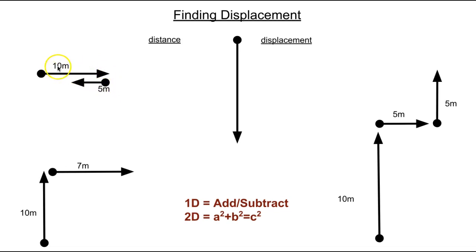All right, so this is 10 meters plus 5 meters, but it's in the opposite direction, so it's negative 5 meters. So it would be 10 minus 5, giving me 5 meters. Okay, so if I were to look in two dimensions, I'm going to use the Pythagorean theorem, as you can see right here. All right, so my displacement for this particular one sits right there. Okay, and so 10 squared plus 7 squared is going to give you 12.2 meters for that.